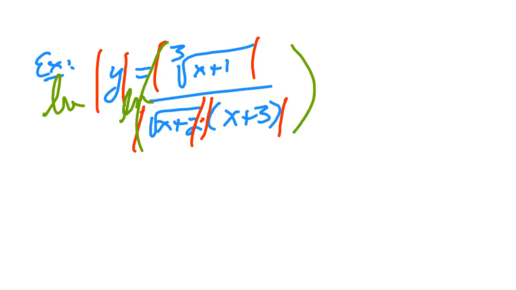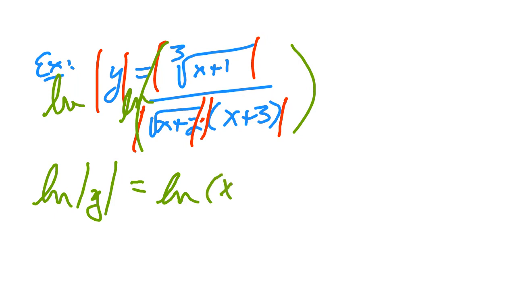And now I can use log rules on the right. So basically what I'm going to have is the natural log of the absolute value of y is going to equal, remember the natural log of the quotient is the difference of the natural logs. So we can say it's the natural log of the cube root, and in fact, I'm going to write this as a power now. Natural log of x plus 1 to the 1/3 power, and then minus the natural log of the product.